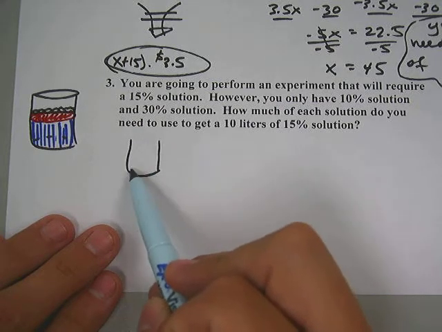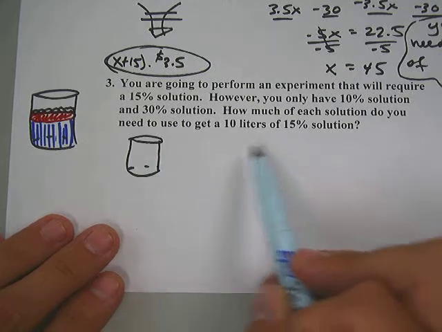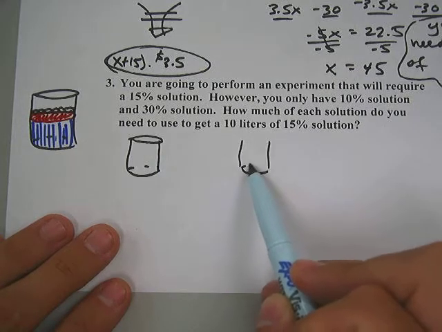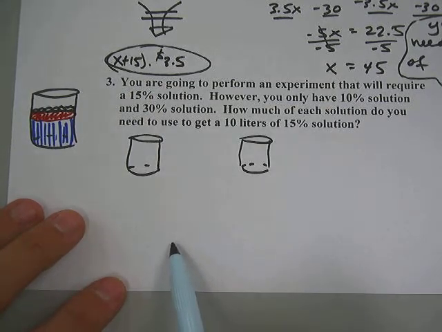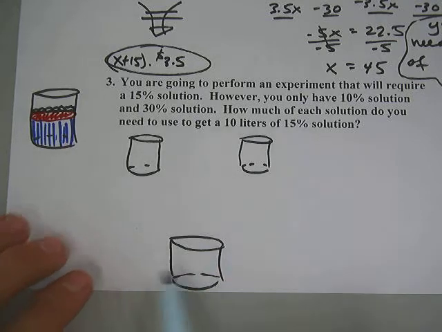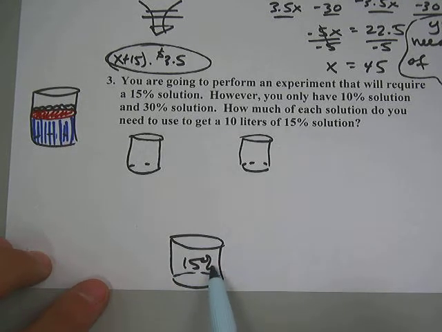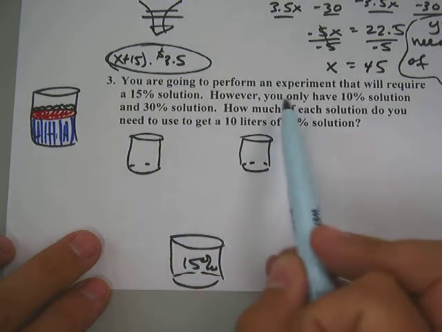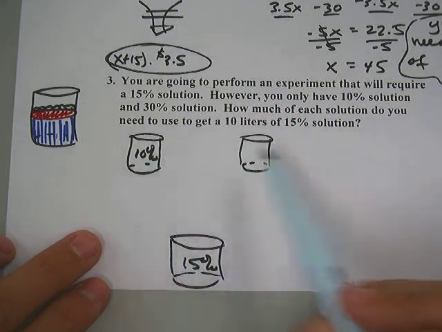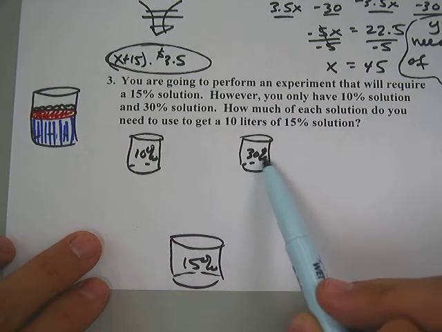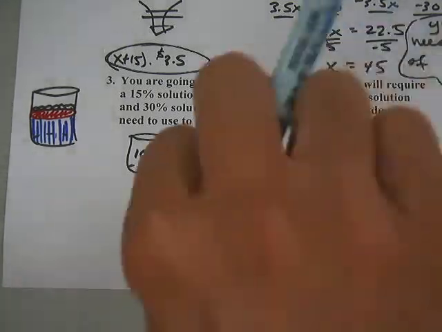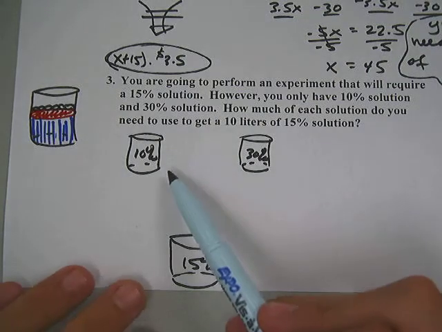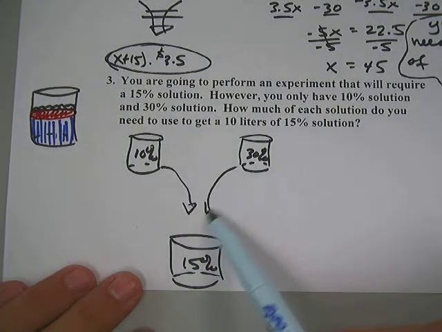it says, perform an experiment that will require a 15% solution. However, you only have a 10% and a 30%. So in other words, again, forgive the drawing here, you got this mixture here, and then you have this mixture here, and you're going to dump them into this big mixture here. We want this one to be 15%. But this one up here is 10%, and this one over here is 30.